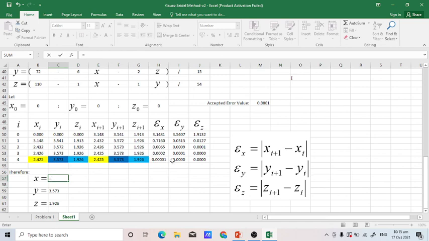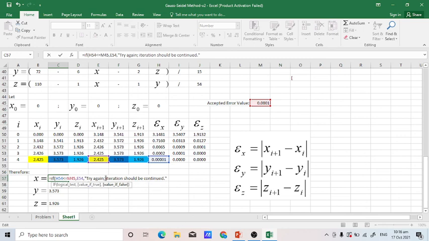So, equals if statement: if that value is less than or equal to the accepted error value, the value if true is xi plus 1, 2.425. Value if false, sabihin mo, try again. Iteration should be continued. Okay?